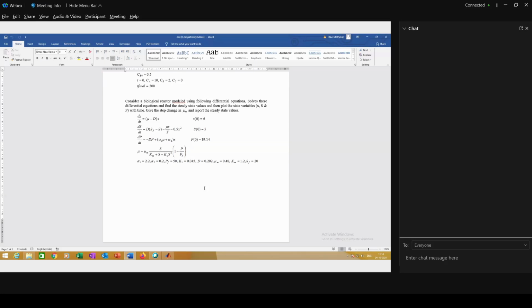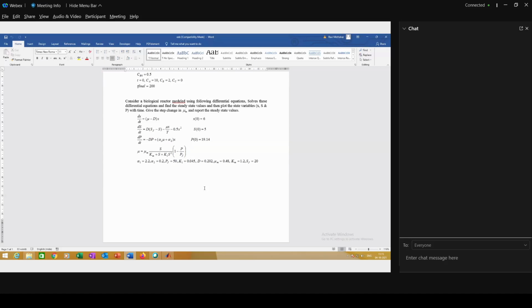So here is the system. I don't want to go exactly into the details of the system, but let's consider there is a biological reactor modeled using the following differential equations. There are three differential equations, that is dx by dt, ds by dt, and dp by dt, with initial conditions x of 0 is 6, s of 0 is 5, and p of 0 is 19.4. So these three differential equations basically constitute a model for a biological reactor.